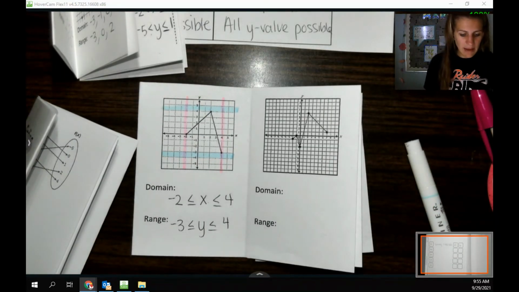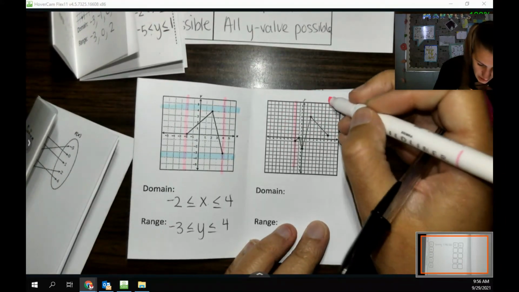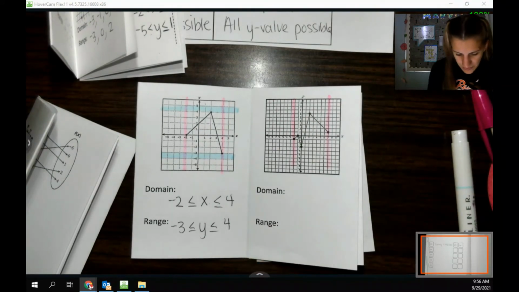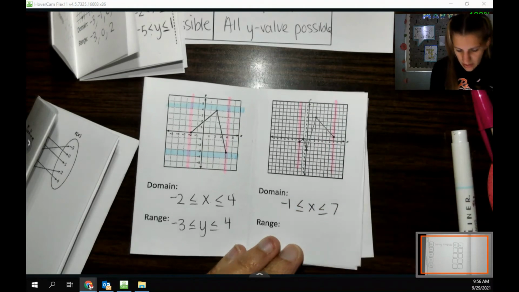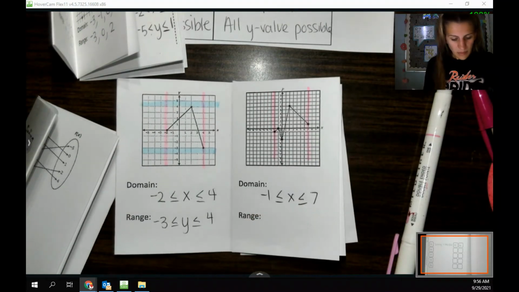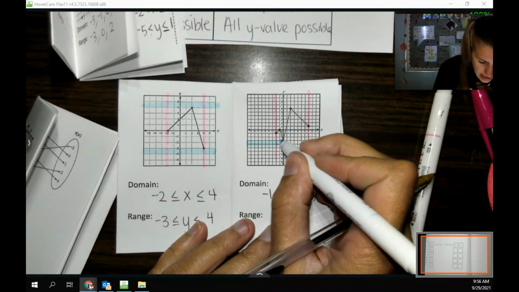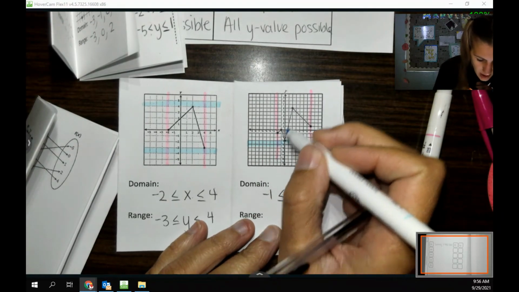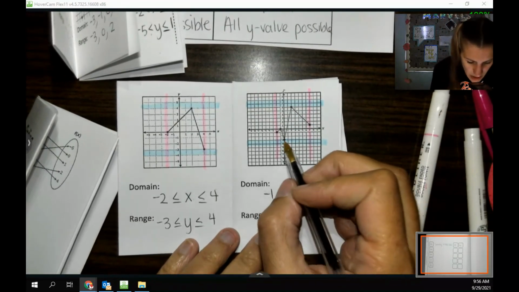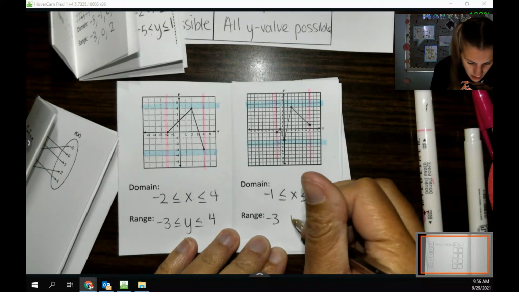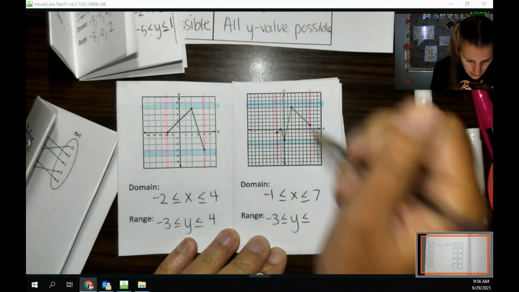Okay, if we think about this next one, left to right, this graph is as far left as -1, like it doesn't exist over here, and as far right as 7. So we're going -1 to 7, solid filled in dots, so equal to's. Then we're thinking range, which is up and down, and this is as far down as this, like there's no graph below it. And it got as high up as that because there's no graph above it. And so this is as low as -3, filled in dots, so equal to, all the way up to 6.